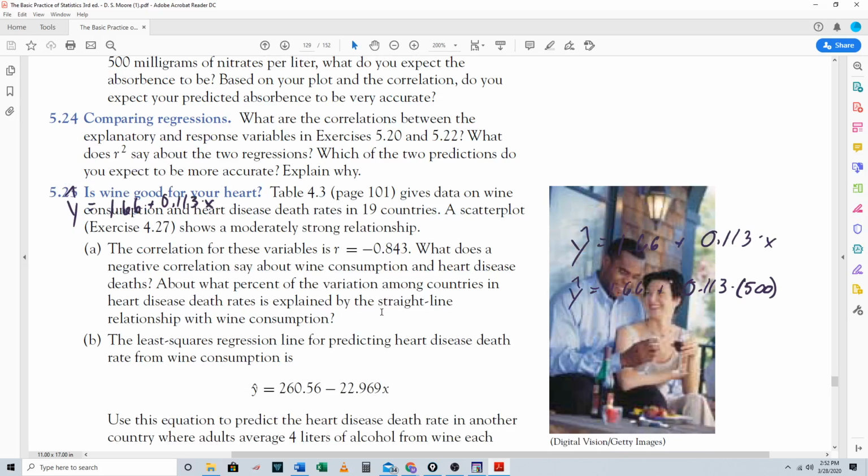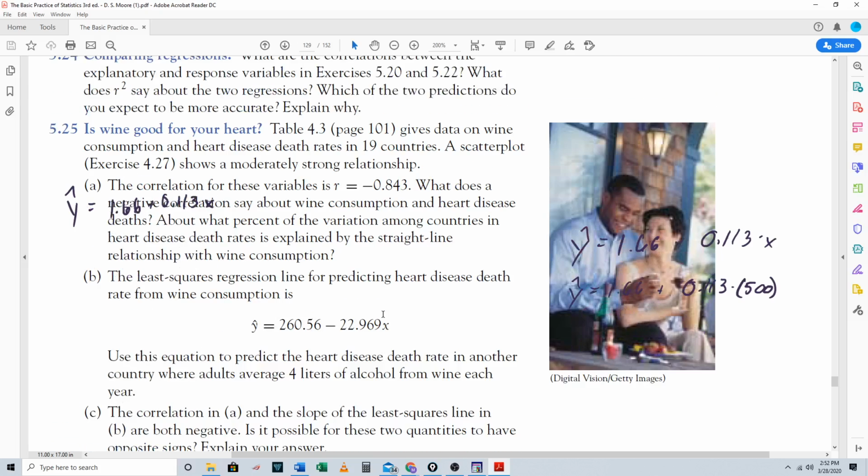All right. But they kind of all ask similar questions again. So let me clear this. So, is wine good for your heart? Table 4.3, page 101 gives data on wine consumption and heart disease. The correlation of these variables is negative 0.843. What does negative correlation say about wine consumption and heart disease deaths? What about the percent of variation among countries in heart disease death rates explained by a straight line, and so on.